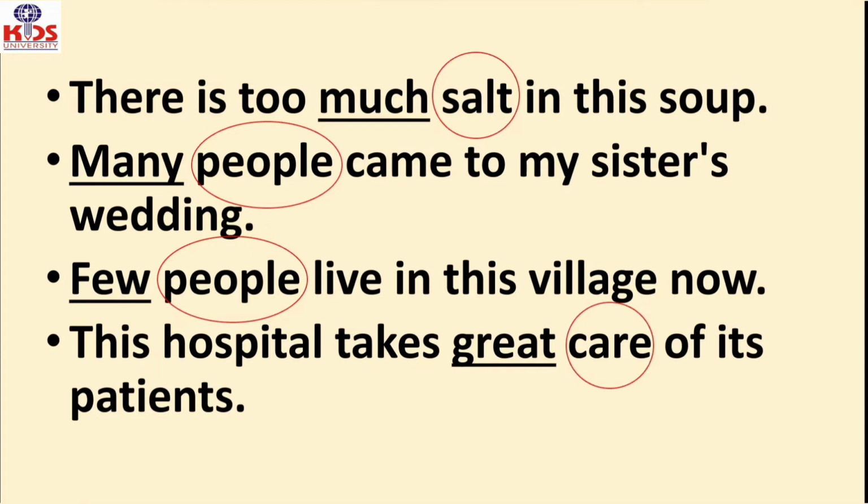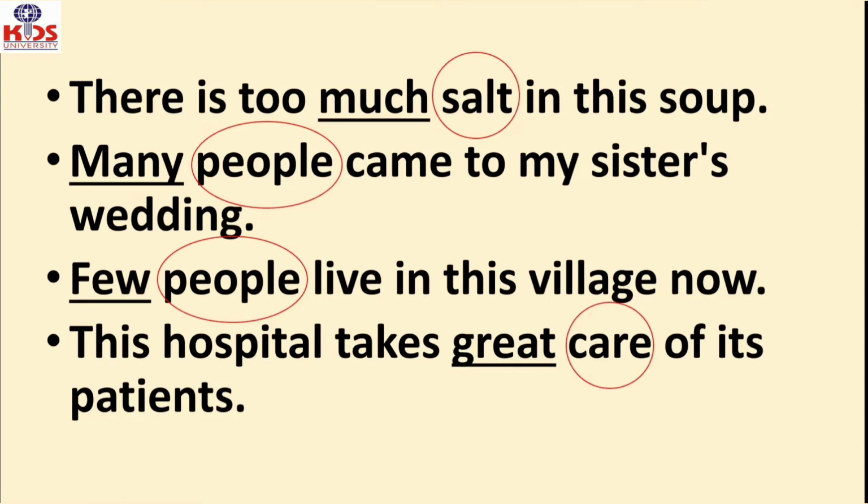As I have told you before, adjectives also help us to say how many or how much of a particular thing we are talking about. For example, there is too much salt in this soup. The word much is used as an adjective here to describe the quantity of a noun salt. Many people came to my sister's wedding. The word many is used as an adjective here to describe the quantity of a noun people.